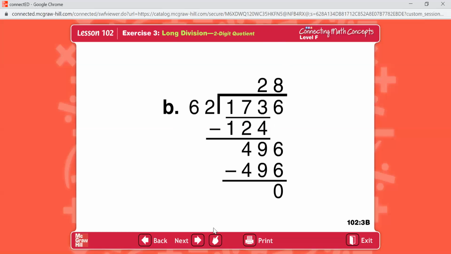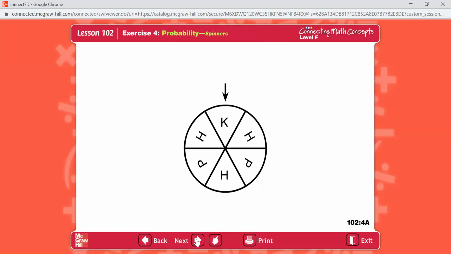Now let's switch gears to probability. Here's a picture of a spinner. When you take a trial with a spinner, you spin the wheel. When the spinner stops, you look at the part the arrow points to. That's the winning part.